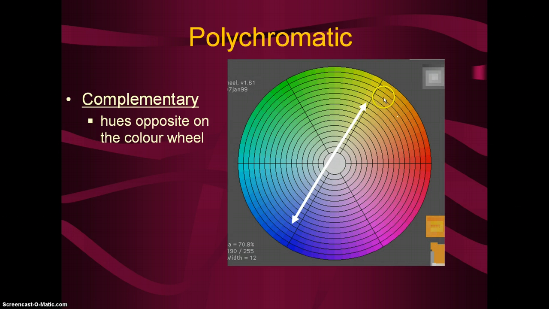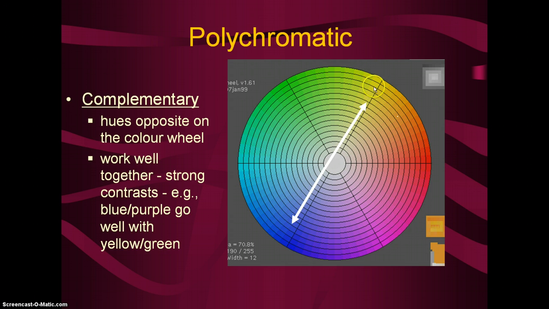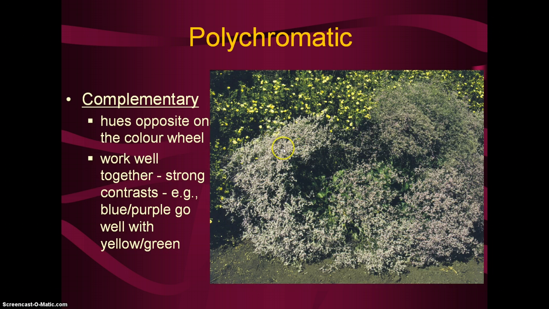You can see here they work well together generally. They make strong contrast. So things like yellow and green go well with blues and purples. So you can sort of see they're more or less opposite on the color wheel. They create strong contrast.